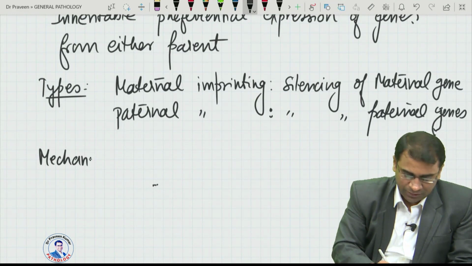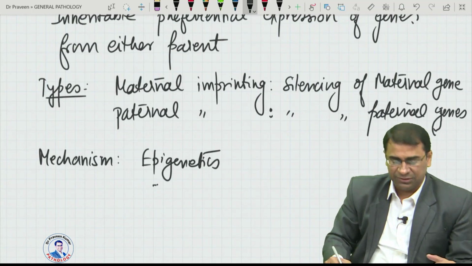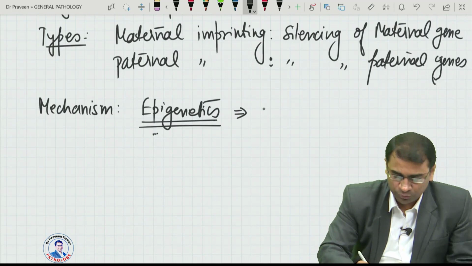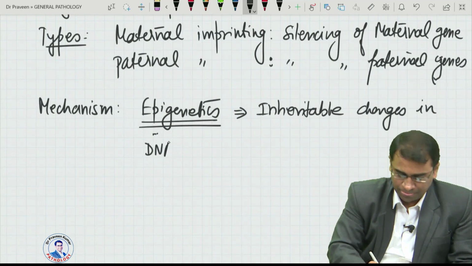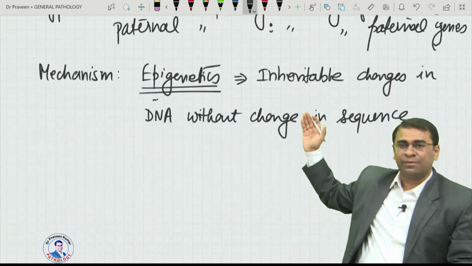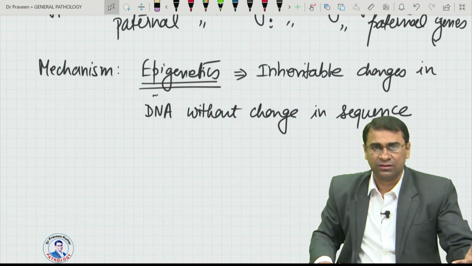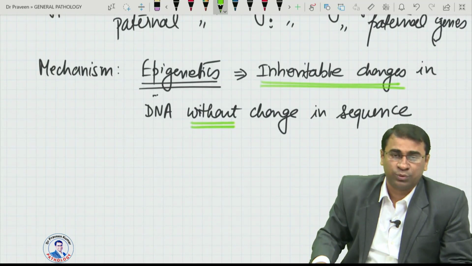This whole thing can be explained by a mechanism. The mechanism is called epigenetics. Basically, what is epigenetics? Epigenetics refers to inheritable changes in DNA without change in sequence. Okay, that is epigenetics. They are inheritable changes in DNA, but remember, there is no change in sequence.